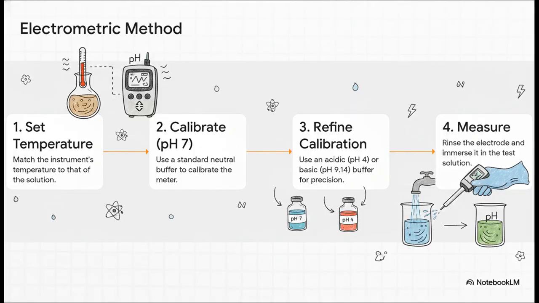Now, using one of these isn't just a simple dip and read kind of thing. It's a very careful process. First, you have to set the meter to the exact temperature of your liquid. Then you have to calibrate it using standard buffer solutions, usually one that's neutral and then another that's either acidic or basic. This makes sure your reading is dead on accurate. Only then can you rinse the electrode and finally test your solution to get a reliable pH value.